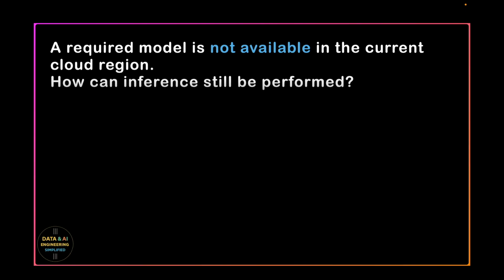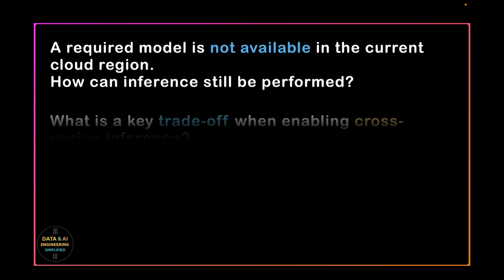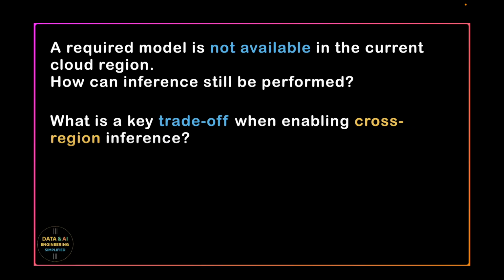The next is from the limitation. A required model is not available in the current cloud region. How can inference still be performed? You may have option called fine-tune the model, or bring the model from outside, or enable Cortex-enabled cross-region parameter at account level, and that is the right answer. Likewise, what is the key trade-off when enabling cross-region inference? And they may throw options like reduced accuracies, increased latency and cost, loss of RBAC, and reduced availability. And the answer is increased latency.